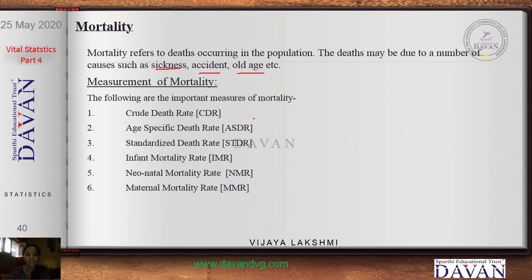There are 6 measures of mortality. Among the 6, we'll be completing the first 3 in today's video. That is crude death rate, age specific death rate, standardized death rate. So these are the 3 measures of mortality we'll be completing in today's video.